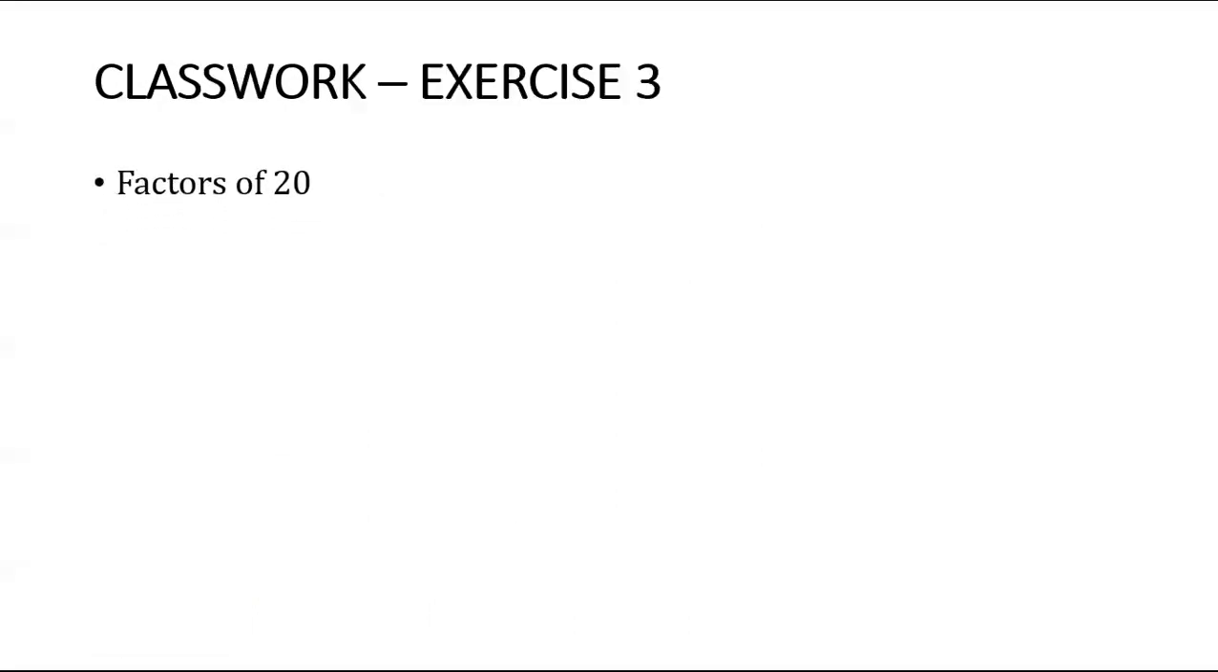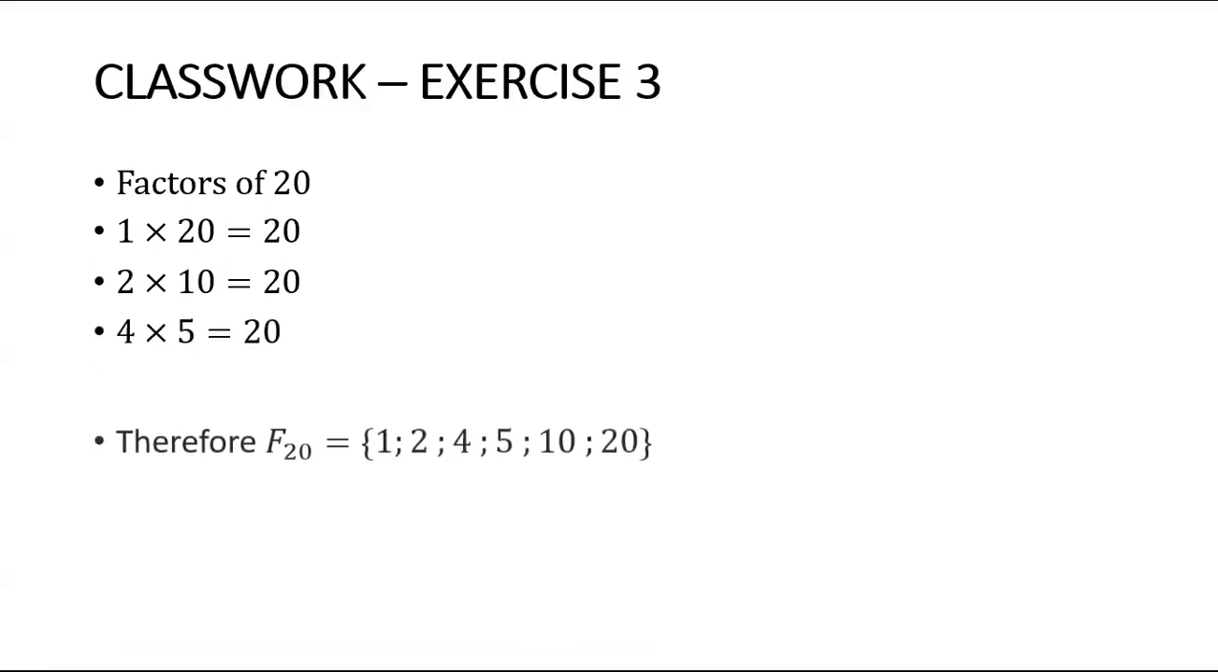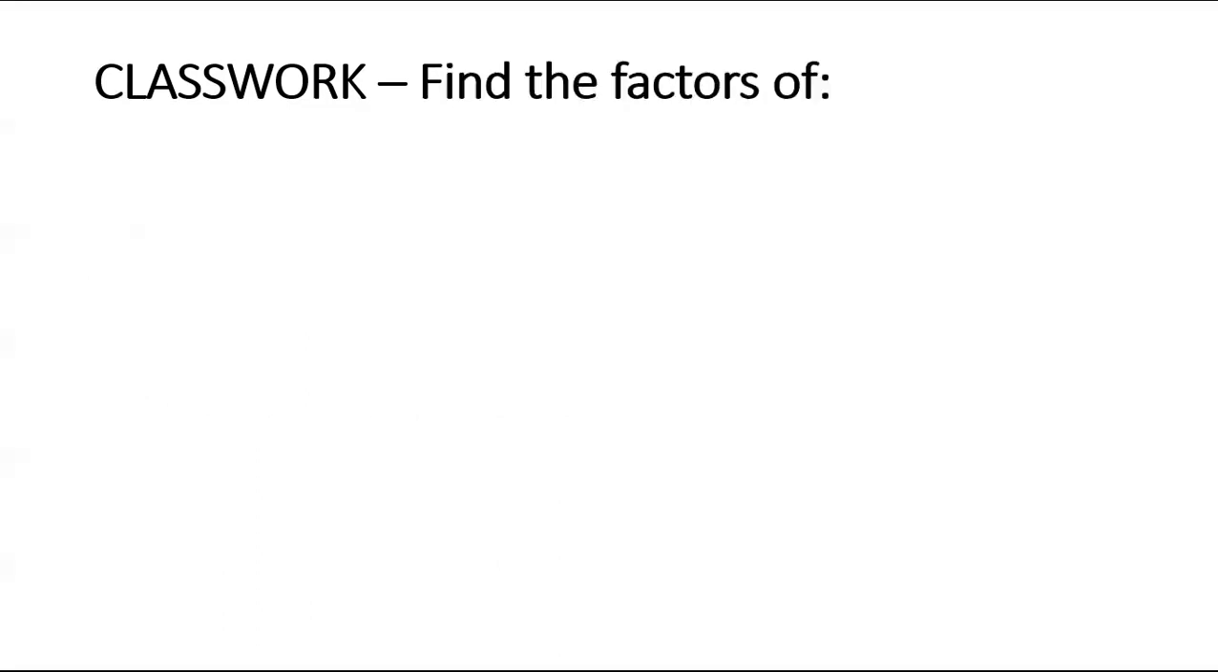What are factors of 20? It's 1 and 20, 2 and 10, 5 and 4. So it'll be 1, 2, 4, 5, and 10, as well as 20. How did I forget 20 then? Okay. What about this one here?